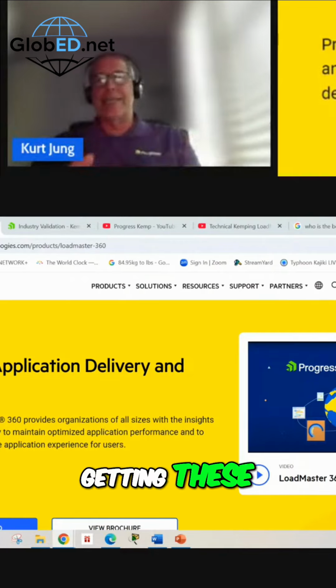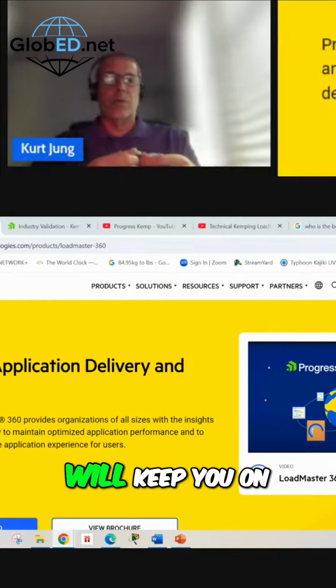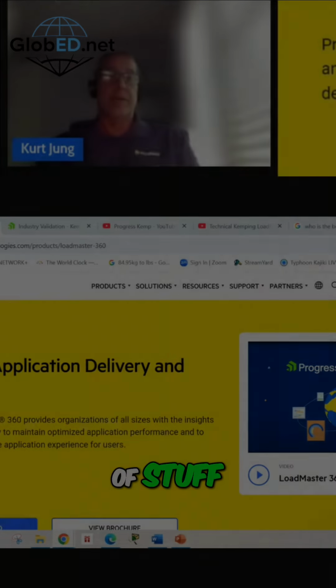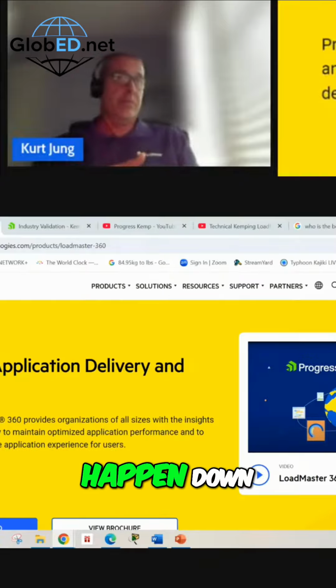you're not being notified about that. Understanding what's happening is key to uncovering this stuff, right? So getting these insights in LoadMaster 360 will keep you on top of that kind of stuff, so those kind of things don't happen down the road.